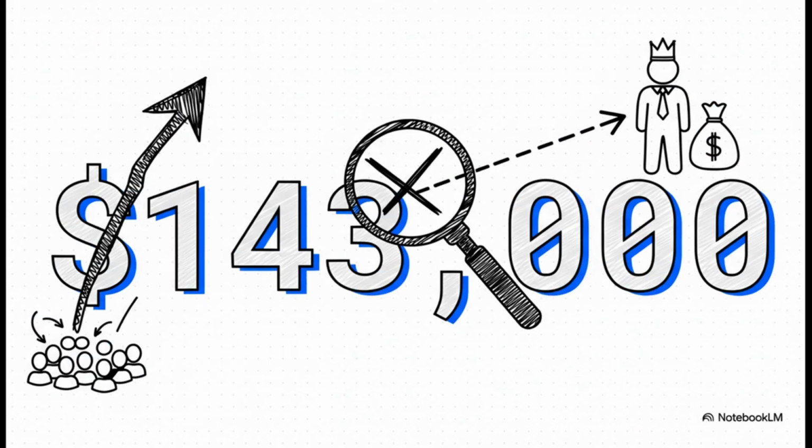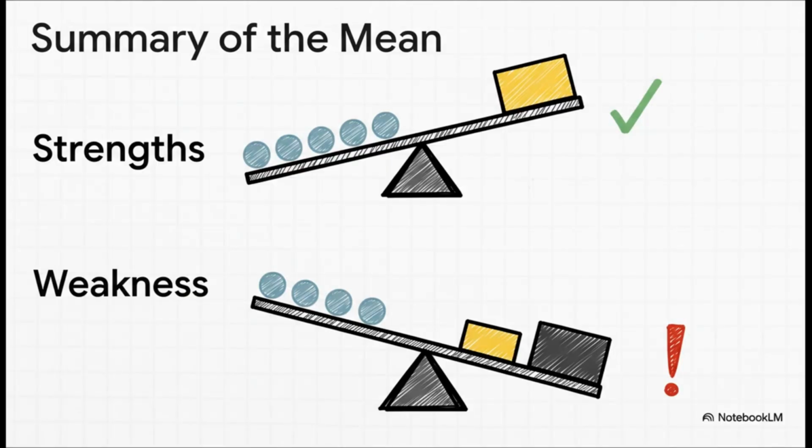But now, let's throw the CEO into the calculation and watch what happens. The mean salary just skyrockets to $143,000. Now, you gotta ask yourself, does that number fairly represent the typical person at this company? Not even close. That one single outlier has dragged the entire average way, way up, giving us a picture that is completely distorted.